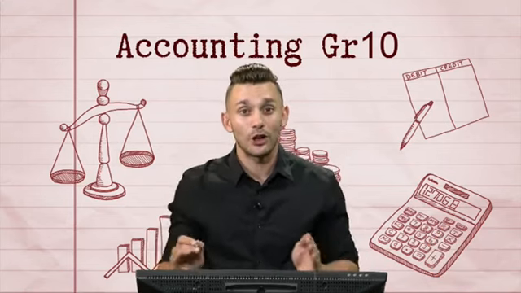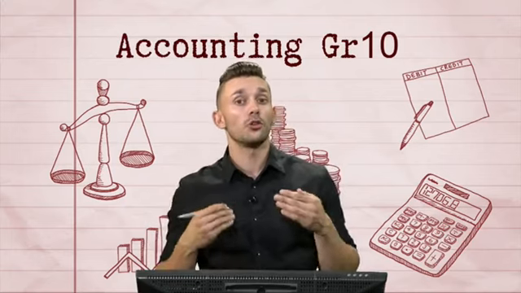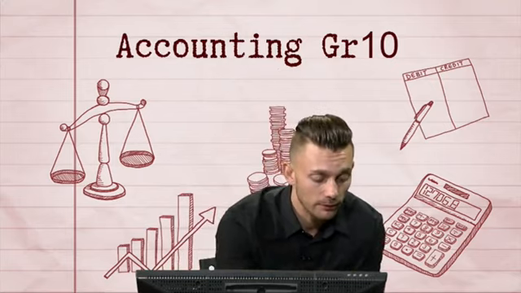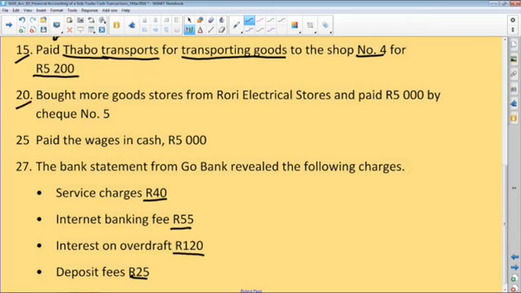Okay guys, let's look at your answers. Let's go through everyone again and see if you got it correct. On the 20th, that's your day, we gave check number 5. We bought from Rory Electrical Stores and we paid 5,000 Rand for goods. So these goods will be going to your trading stock or trading inventory column. And that's the 5 pieces of information you need.